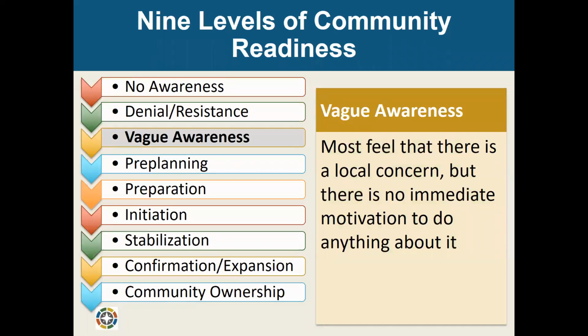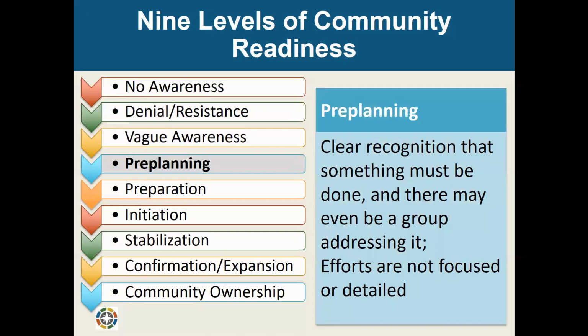Then moving into vague awareness. Most people feel that there is a local concern, but there isn't a lot of immediate motivation to do anything about it. So we know there's a problem and we're letting somebody else handle that right now. Then we transfer to pre-planning. This tells us that there's some clear recognition that something needs to be done and there may even be a group already addressing it, but efforts aren't really focused or detailed. We're just having those initial conversations.